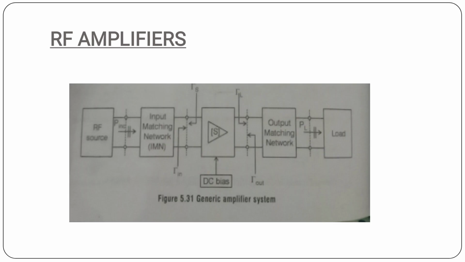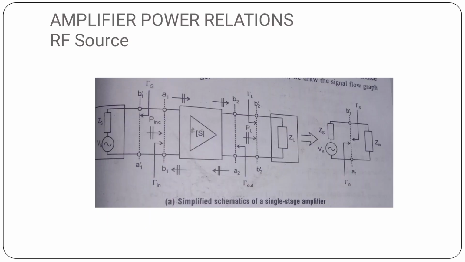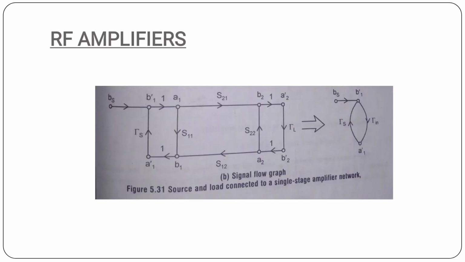Consider the diagram of a generic amplifier design. We have the RF source, input matching network, S parameter, output matching network, and load. From the RF source, the input matching network is given in order to perform the input and output matching. Then it is given to the S parameter block, and output matching can be done to control the output. Amplifier power relation: in the equivalent diagram of this amplifier design, we have the input source with the S parameter and you get the output. The equivalent circuit diagram is shown below.